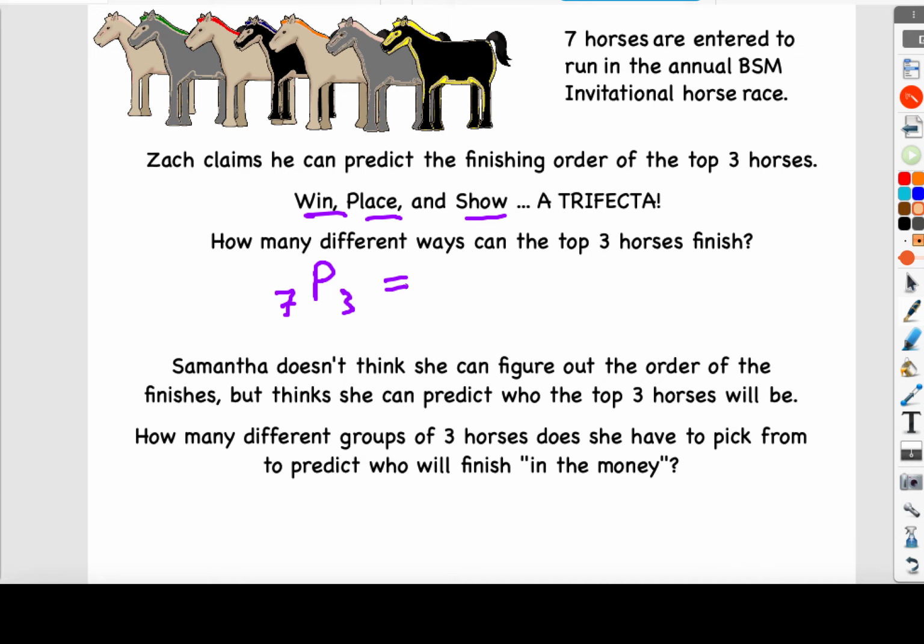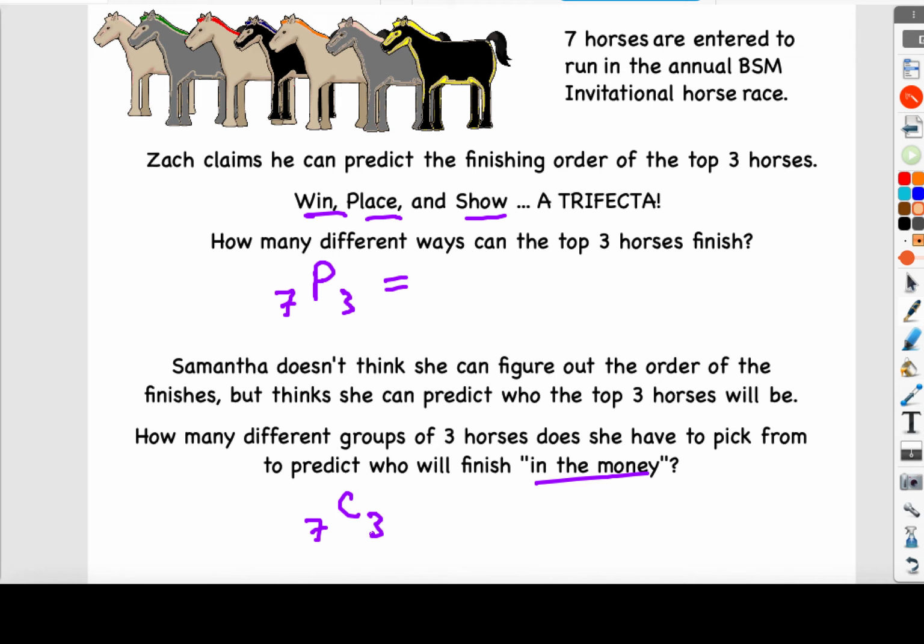Samantha doesn't think she can think up the order, but she thinks she knows which 3 will finish on top. Well, now if the order doesn't matter, just who's going to finish in the money, right? You could be 1, you could be 3, but as long as it's those 3 horses, we're not caring about the order in which we pick them. Now we're going to say that's a 7C3, right? That's a combination. So hopefully that helps you kind of distinguish between those 2 different ideas.